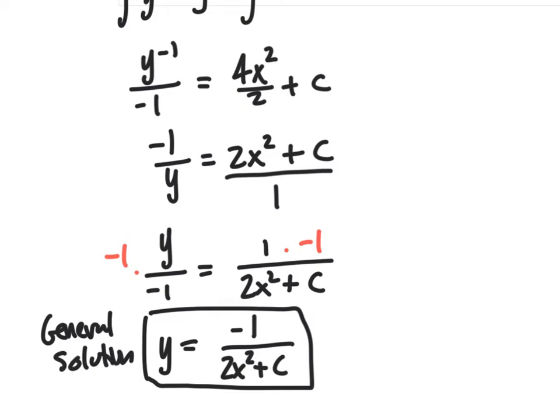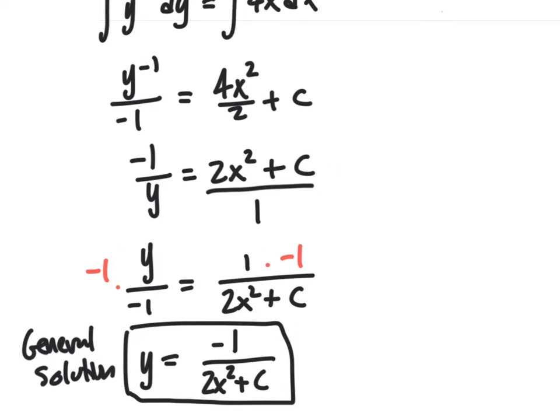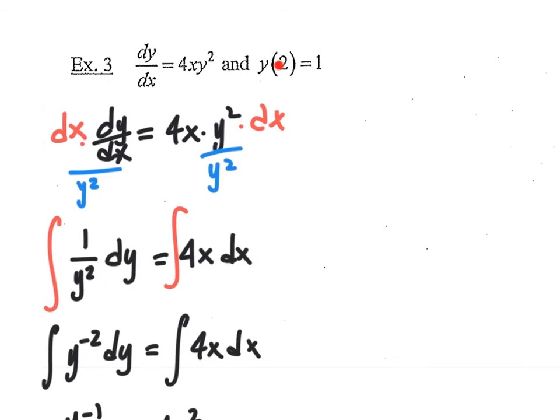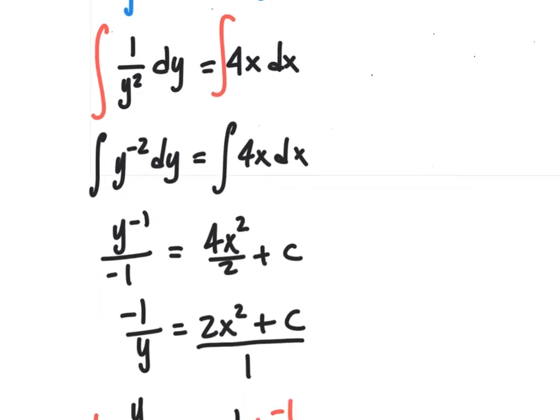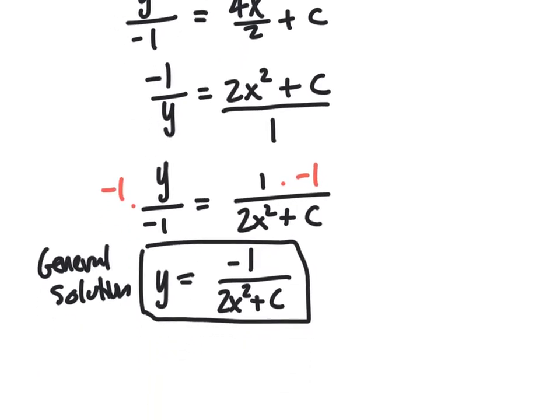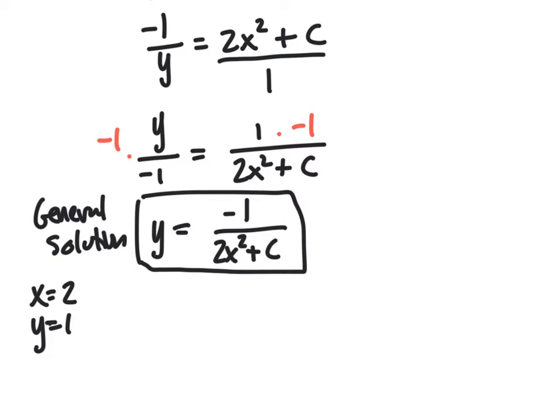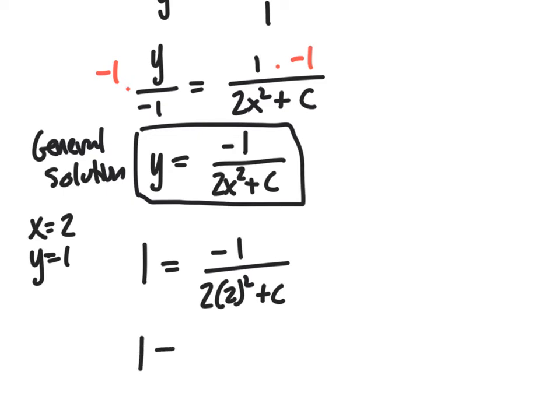But before I go on, let's plug in our x and y values. My x value is 2, my y value is 1. So let me plug those in and solve for c. I've got 1 is equal to negative 1 over 2 times 2 squared plus c. All right, so 1 is equal to negative 1 over 2 squared is 4, times 2 again gives me positive 8, so I've got 8 plus c.